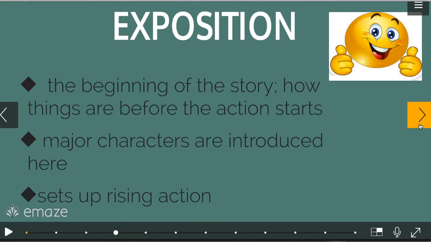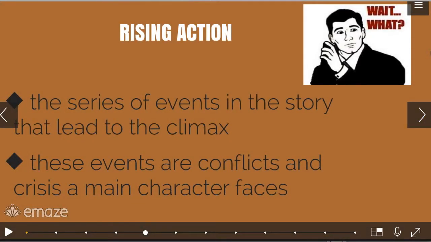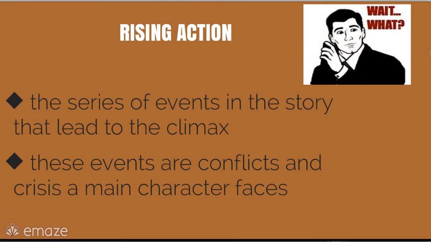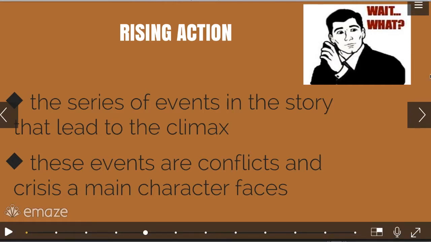Rising action. This is the series of events. These series of events, they lead to the climax of the story. These events are conflicts or crises that a main character faces. So as a reader, if you look at the top right-hand corner, you're kind of like, wait, what? What's happening? What's going on? So this is the rising action. It's action that starts building up from the exposition, leading to the climax.